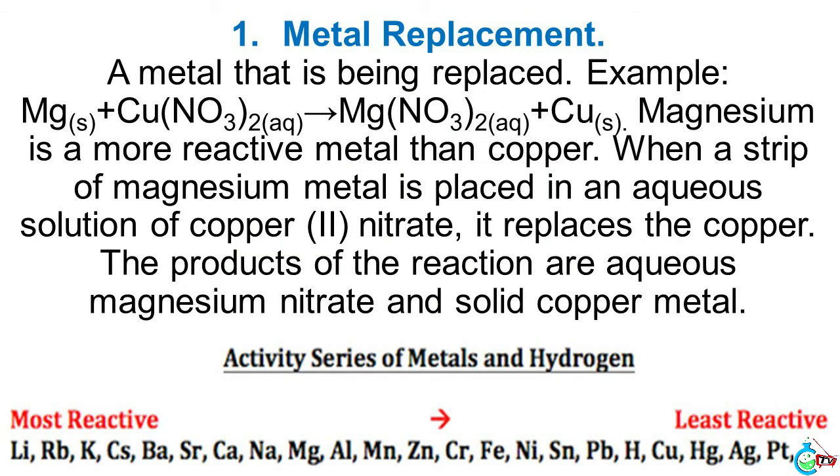Types of single replacement reaction. 1. Metal replacement. A metal is being replaced. Example: Mg(s) + Cu(NO3)2(aq) yields Mg(NO3)2(aq) + Cu(s). Magnesium is a more reactive metal than copper. When a strip of magnesium metal is placed in an aqueous solution of copper(II) nitrate, it replaces the copper. The products of the reaction are aqueous magnesium nitrate and solid copper metal.